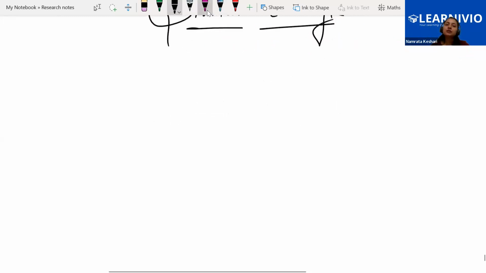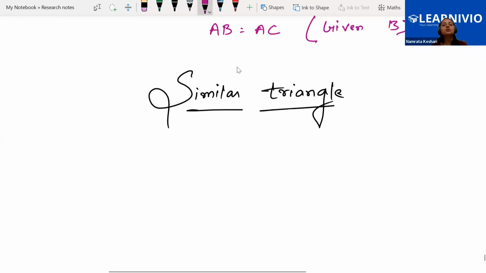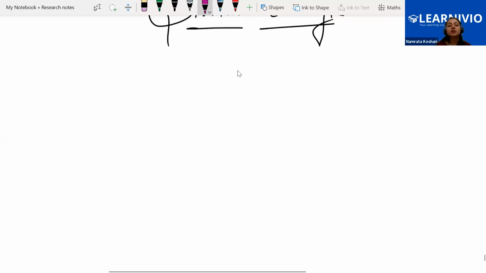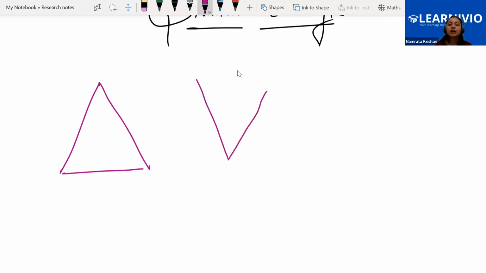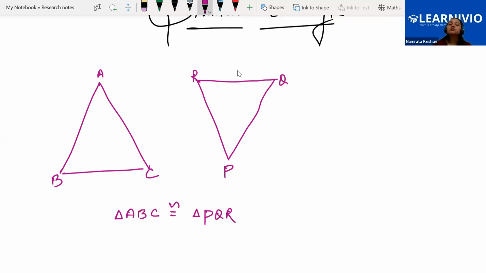So in the previous class, you have learned about the congruency concept. And there you have learned that if we are having a triangle ABC and a triangle PQR, and if we say that triangle ABC is congruent with triangle PQR, then we must be very particular that angle A and angle P both have to be the same. Okay, both are corresponding angles.